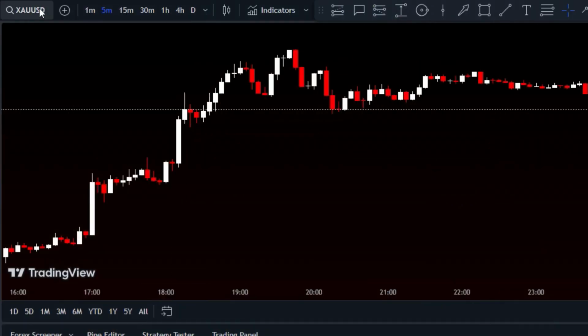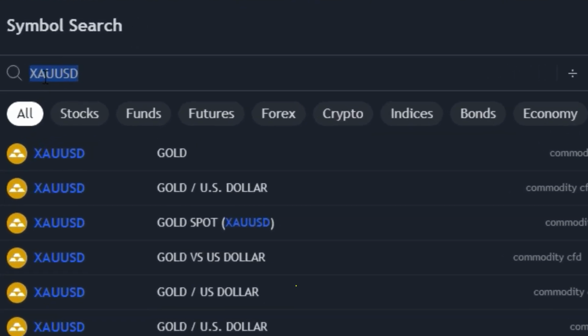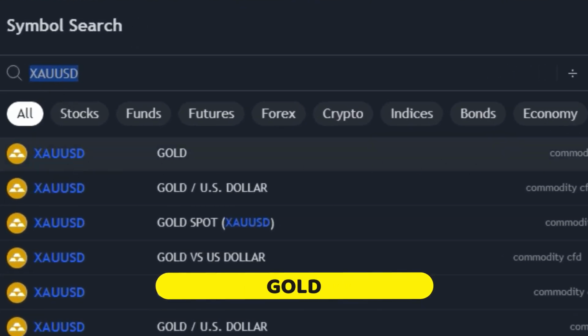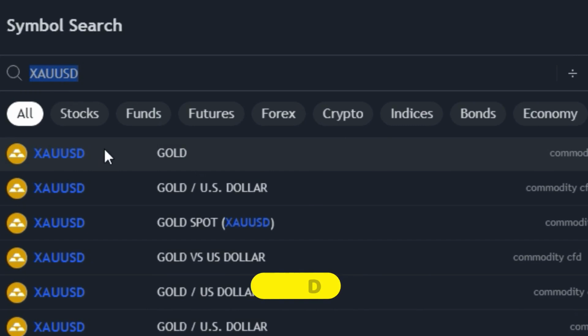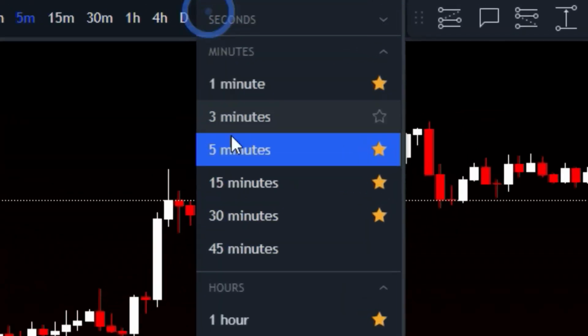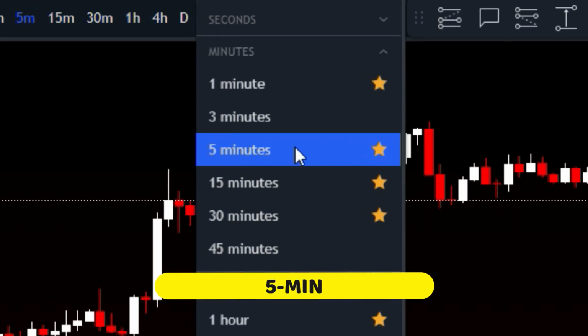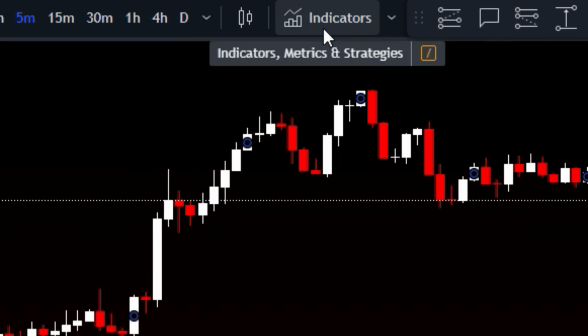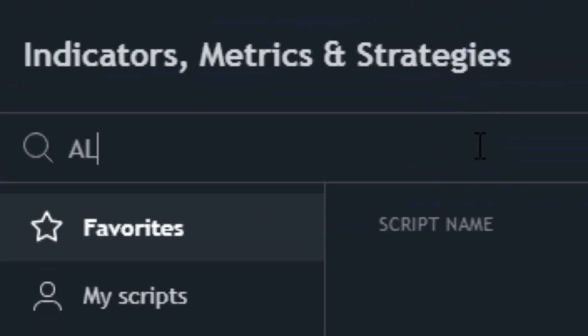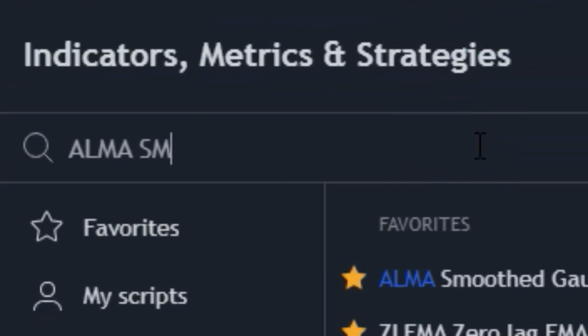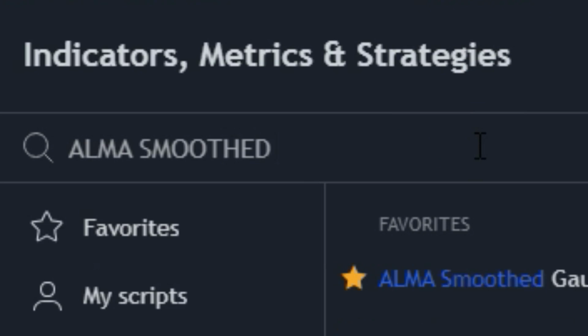So open up TradingView without the hitch. Eager to explore the charts that await you. Choose any chart you are interested in and select the time frame that suits your trading style. Now, here's where the magic happens. Navigate to the indicator section and search for the Almost Smoothed Gaussian Moving Average.